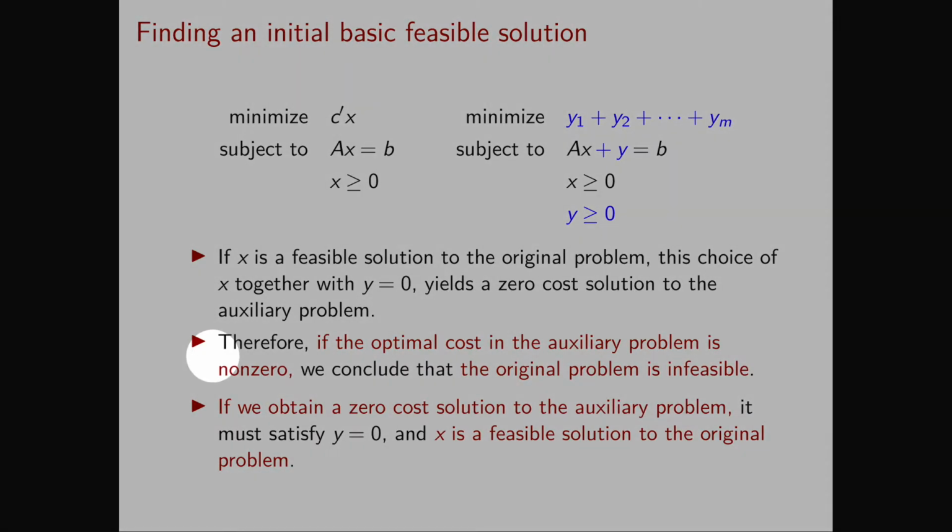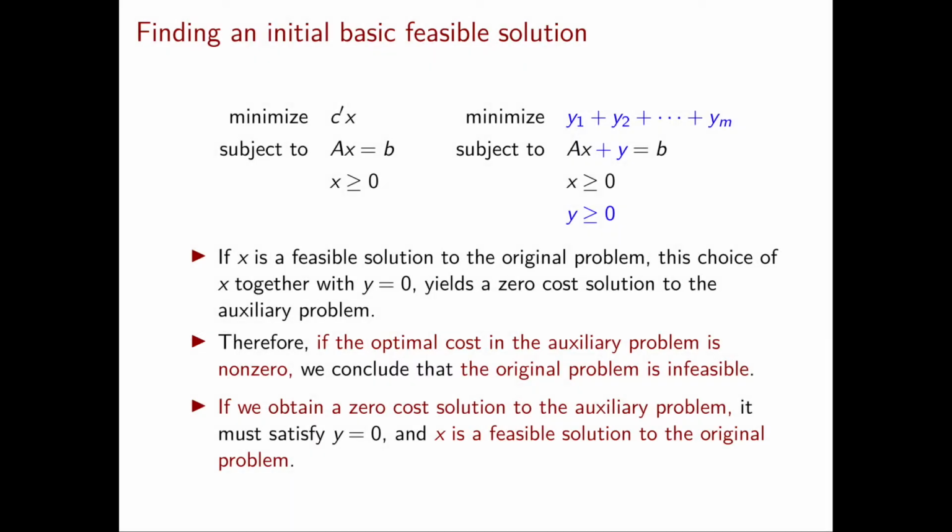So what we have shown is that if the optimal cost in the auxiliary problem is non-zero, then the original problem is infeasible. And this is great because remember, for the auxiliary problem we know a basic feasible solution, therefore we can run the simplex method on the auxiliary problem until we find an optimal solution. This optimal solution then gives us information about the original problem. So we've understood that if the optimal cost of the auxiliary problem is non-zero, we can conclude that the original problem is infeasible. So what if instead the optimal cost in the auxiliary problem is zero?